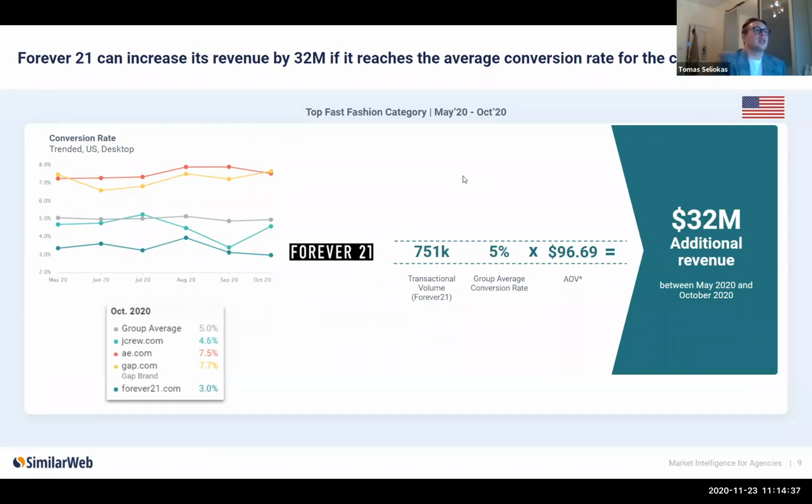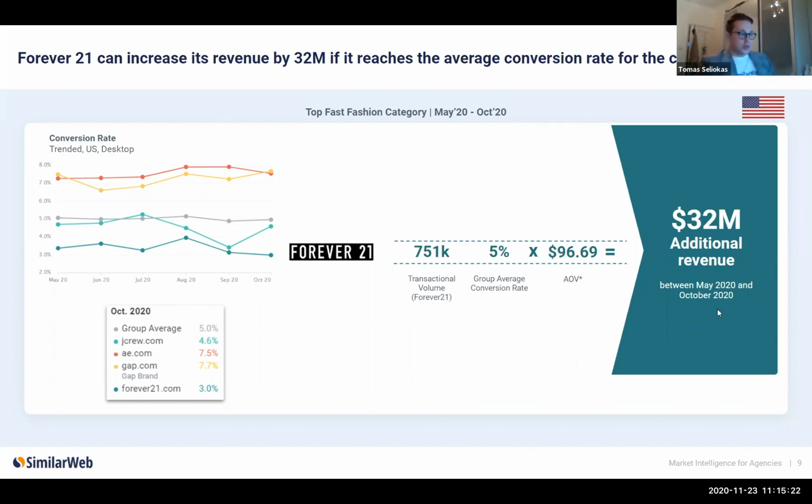And what we can do is look at our overall transactional volume, and look at the group average conversion rate and figure out how big of a difference there is between 3.4% and 5% conversion rate, and then multiply by average order value, which is taken from a specific study on e-commerce. This average order value is for fashion e-commerce sites, so it's $96.7. And now with this formula, we can understand how much additional revenue Forever 21 can get by just getting to the group average conversion rate.